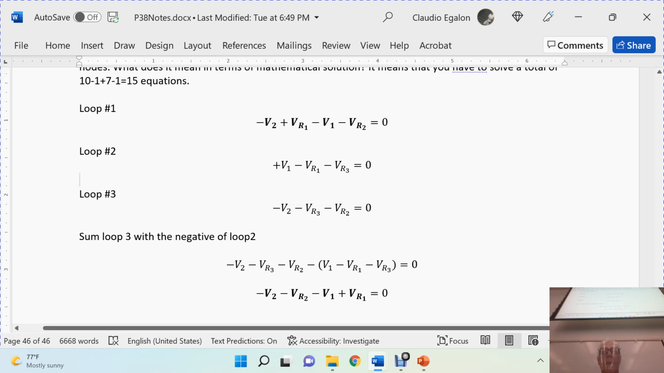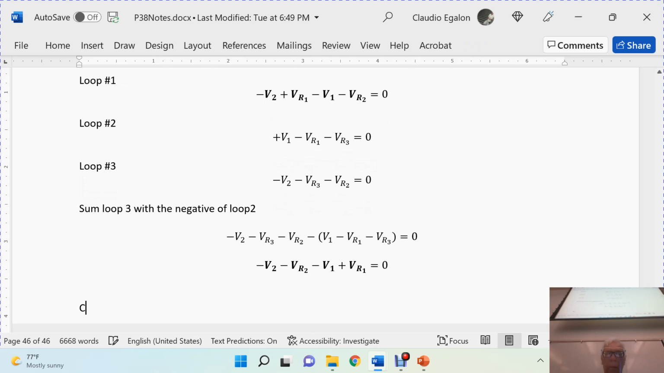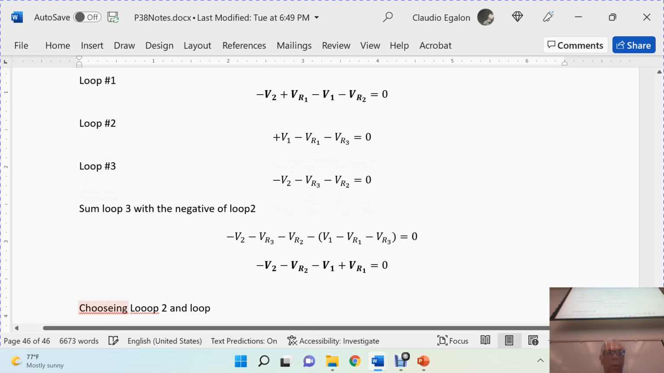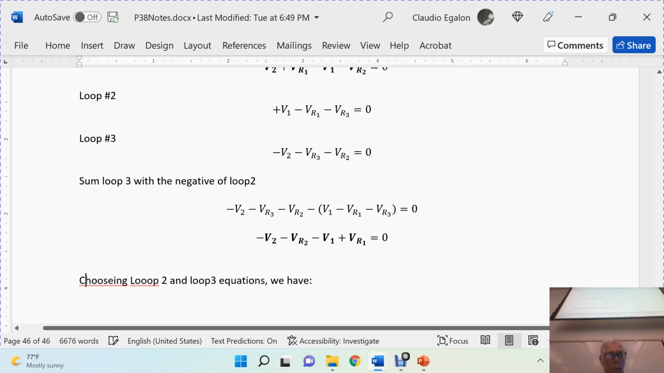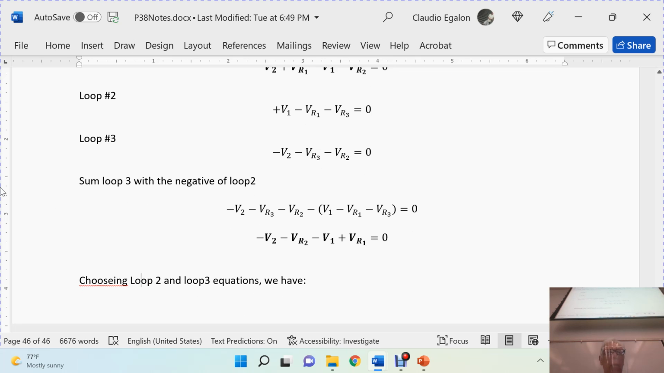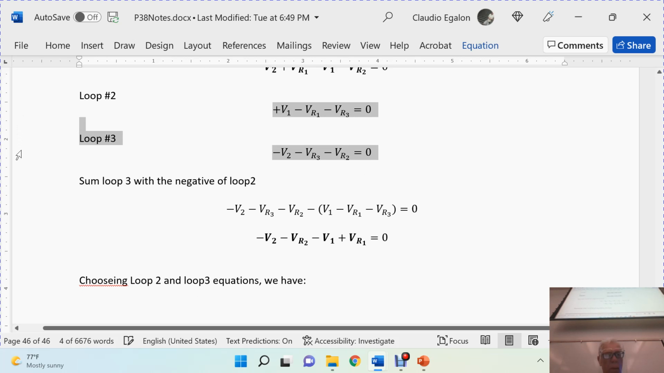When you are solving a problem like that, what do you want to do? You discover that one of the equations is linearly dependent. I suggest that you choose the equations that are simpler. Instead of choosing this equation here that has 4 terms, choose the equation that has only 3 terms to solve your problem, okay? So choosing the loop 2 and loop 3 equations, we have that.